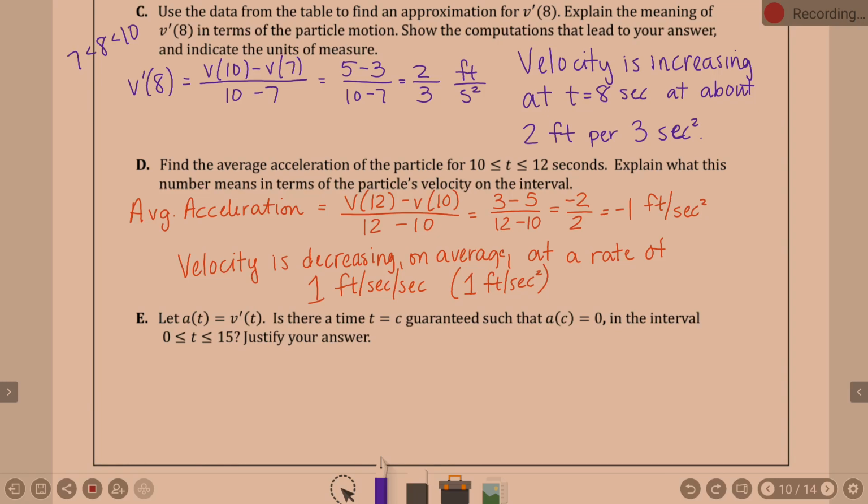And E. Okay. Let A of t equal V prime of t, which we kind of already know. Acceleration is equal to the derivative of velocity. Is there a time t equals c guaranteed such that A of c, so the acceleration at c equals 0, in the interval from 0 to 15? Now, in the interval from 0 to 15, that just defines my whole chart, right? If you look up at your chart, that whole chart is 0 to 15. So in the time frame we know. And then justify your answer.